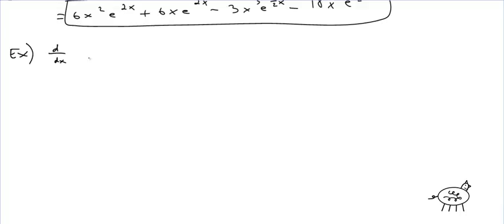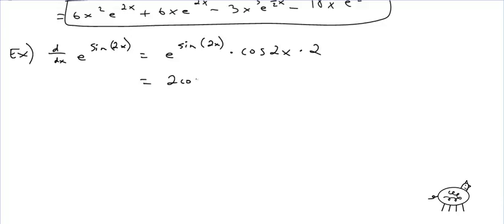So d by dx of e to the sine of 2x. Again, you've got to use your chain rule here, but it's going to be e to the sine of 2x. And then you take the derivative of sine of 2x, which is going to be cosine of 2x. Okay, and then take the derivative of 2x, which is going to be 2. So I put this all together, I get 2 cosine of 2x e to the sine of 2x. All right, that's not too bad, not too shabby.